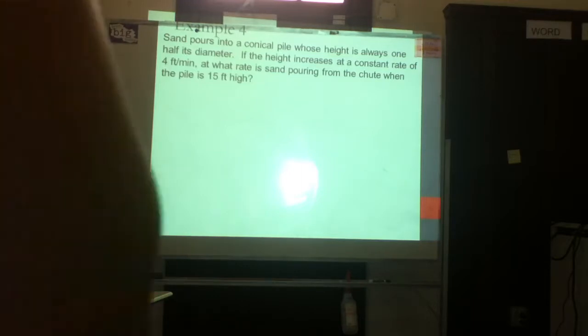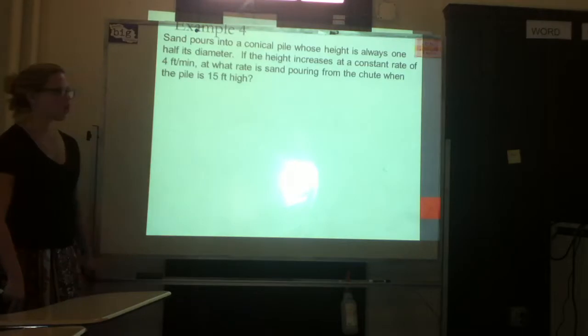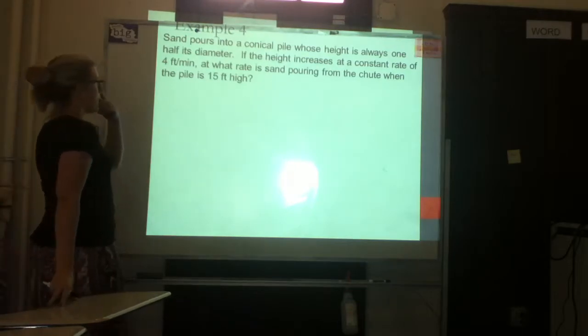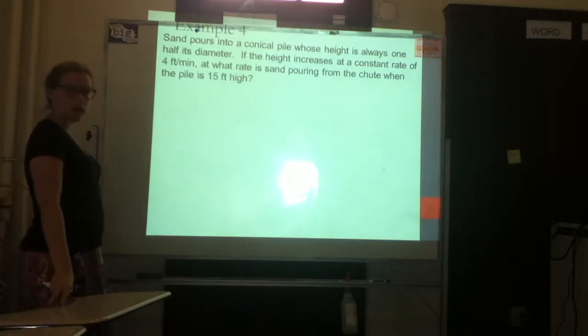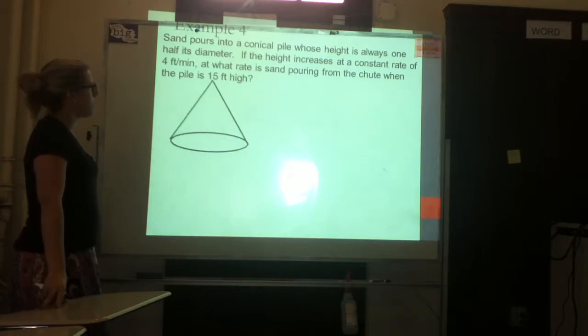Sand pours into a conical pile whose height is always 1/2 of its diameter. All right, this is already complicated. If the height increases at a constant rate of 4 feet per minute, at what rate is sand pouring from the chute when the pile is 15 feet high? Alrighty.